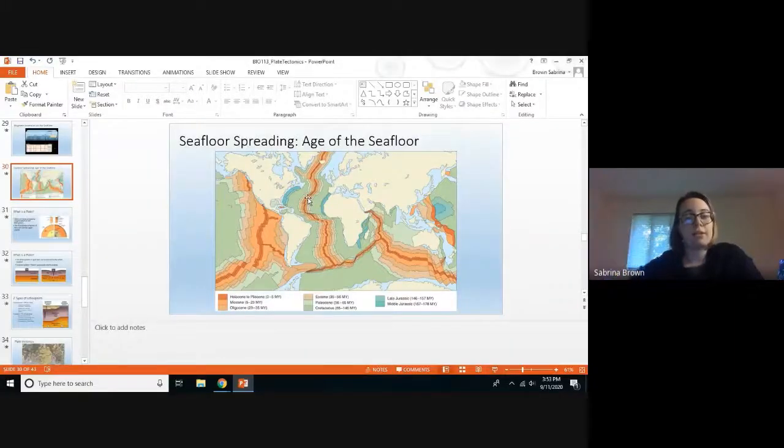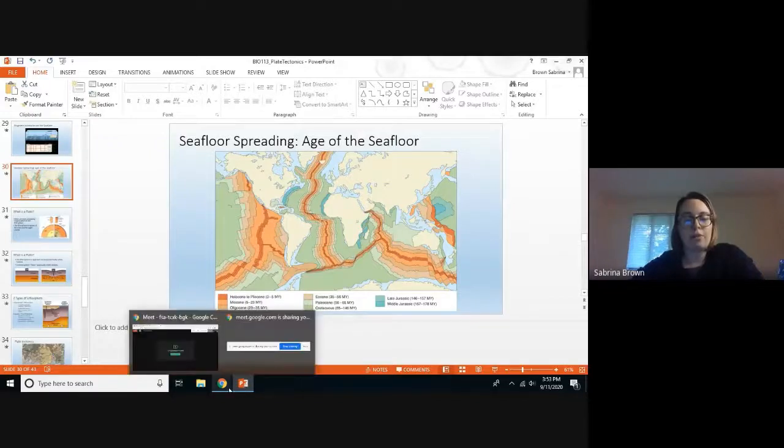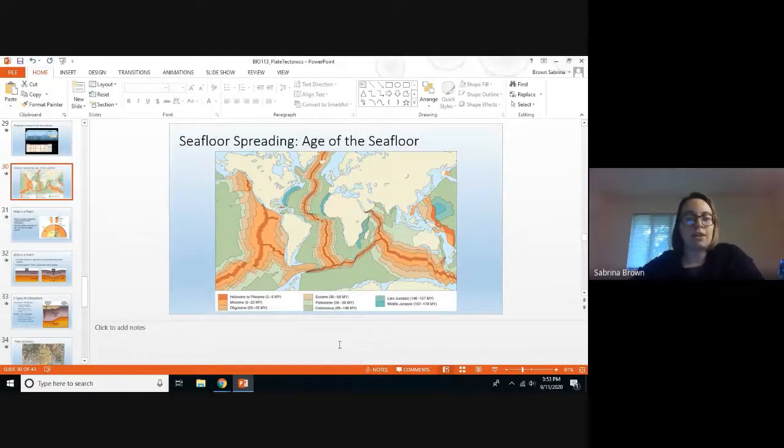All right, so that's it for today's lecture, and we will do some activities in class to really hone in on plate tectonics, continental drift, and these three main types of plate motion.